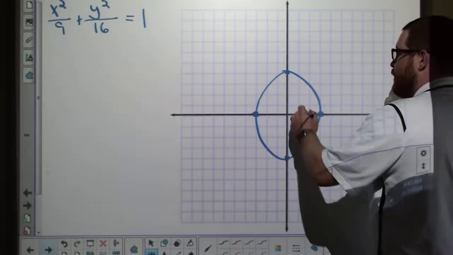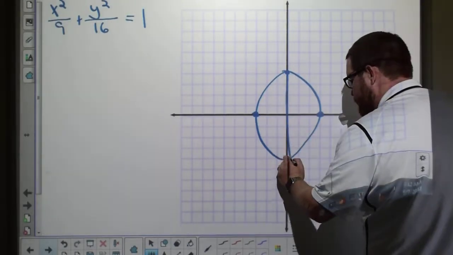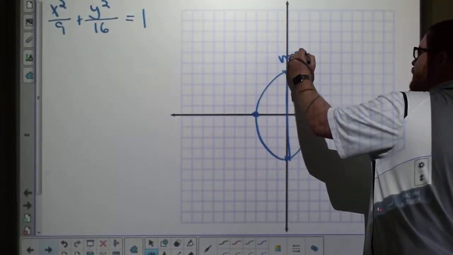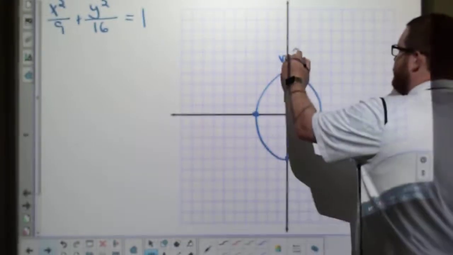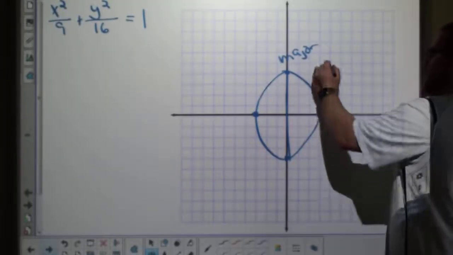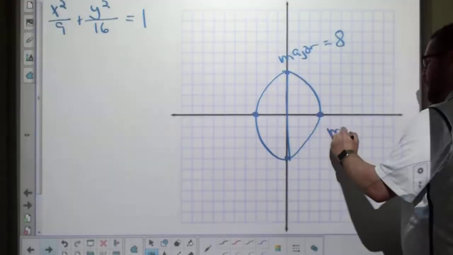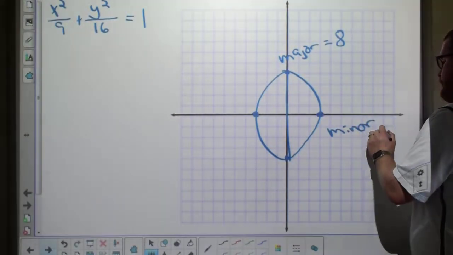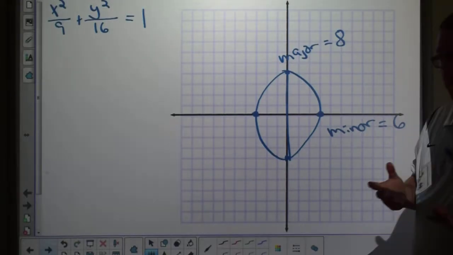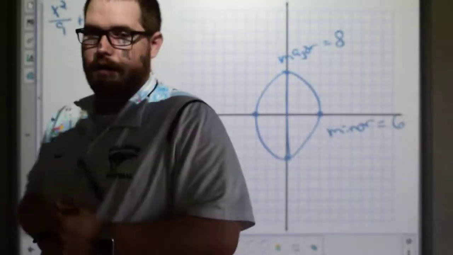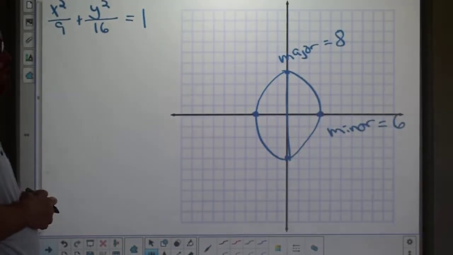What is the major axis? Well, this one's the major axis. It's the longer side. Major axis is 4 and 4, so it's 8. The minor axis is 3 and 3, so it's 6. Pretty easy so far, right? So the only thing we haven't talked about is the foci.